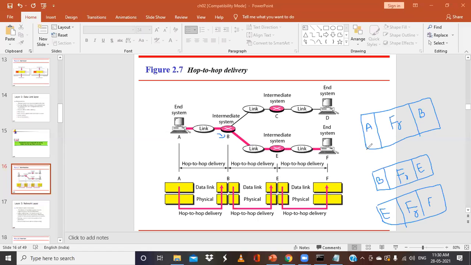Are we getting it, everyone? Every time a frame is transferred, the physical address is going to be affected. So this is what we mean by hop to hop.